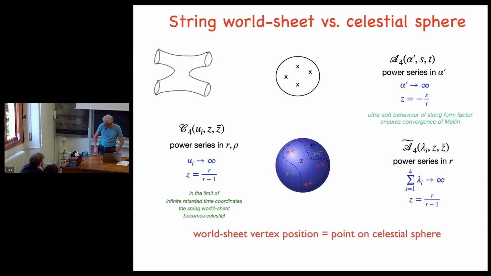And actually, yesterday, Matthias asked me whether in this Liouville picture you have a similar correspondence between the worldsheet in Liouville theory and the celestial sphere. I thought about it, and I think you need to do some similar limits, and at least in a similar high energy region, you can match the points on the Liouville sphere to the points on the celestial sphere. In other words, the worldsheet vertex operator positions in Liouville are then points on the celestial sphere, the same way as here.